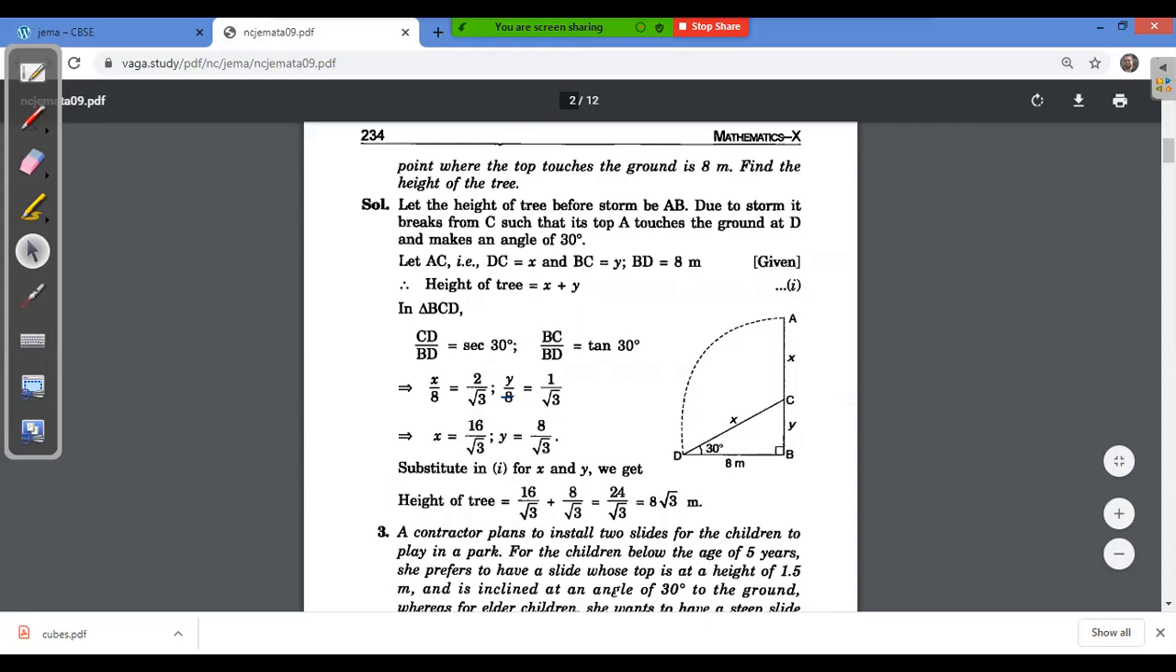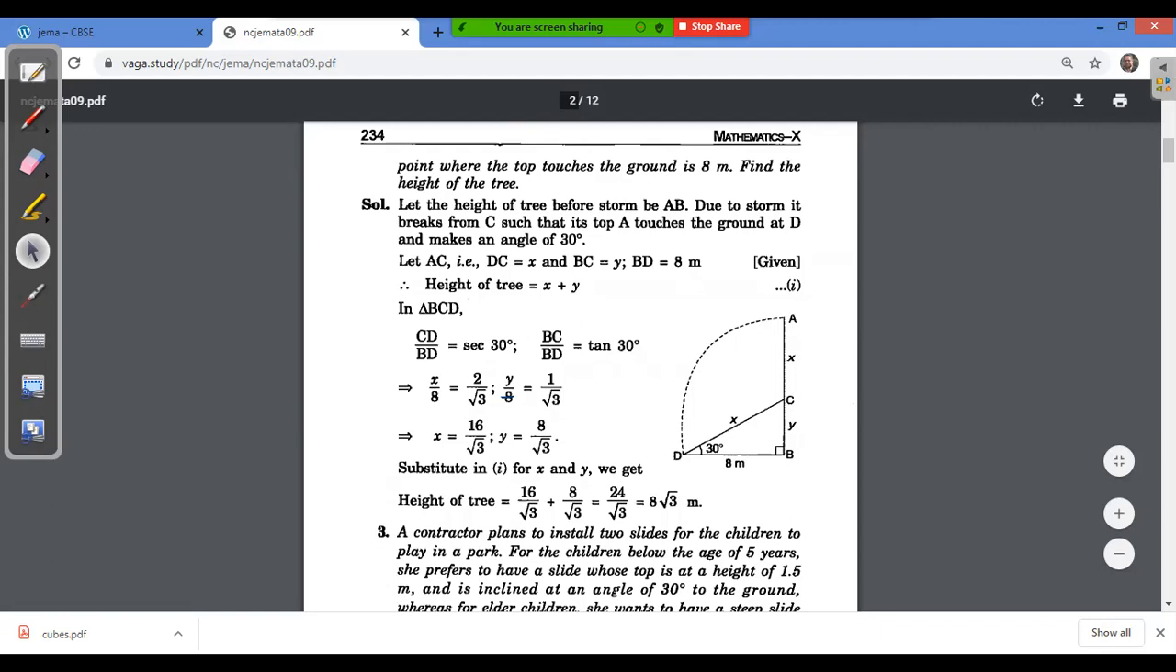So let me find out x first. So I have the base. I need to find the perpendicular. So which trigonometric ratio is connecting perpendicular and base? That is tan. So I'm going to use tan here. Tan is perpendicular by base. So this will become tan 30 is equal to perpendicular by base. Value of tan 30 I should know, 1 by root 3.